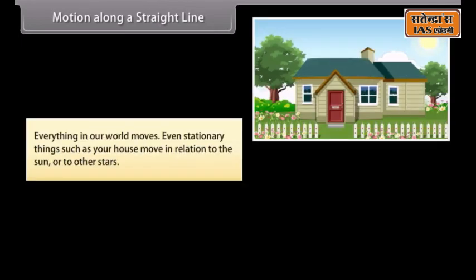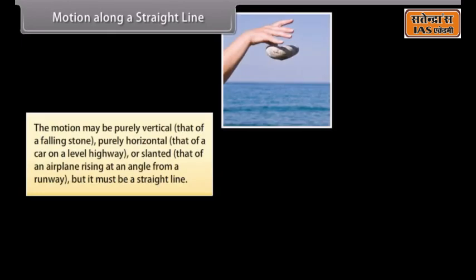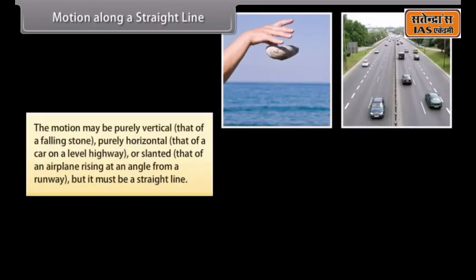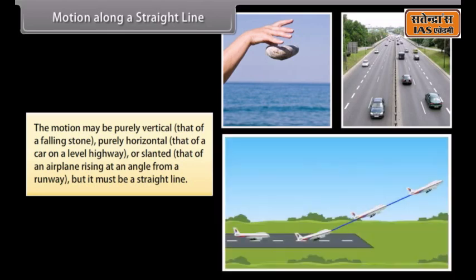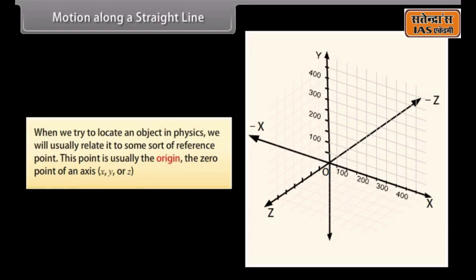Motion along a straight line. Everything in our world moves. Even stationary things such as your house move in relation to the sun or to the other stars. The motion may be purely vertical, that of a falling stone, purely horizontal, that of a car on a level highway, or slanted, that of an airplane rising at an angle from a runway, but it must be a straight line. When we try to locate an object in physics, we will usually relate it to some sort of reference point. This point is usually the origin, the 0 point of an axis, x, y, or z.